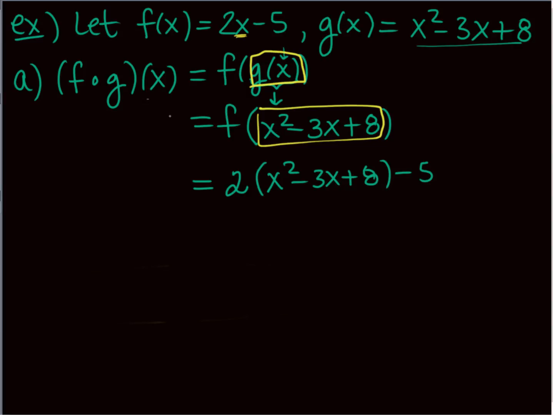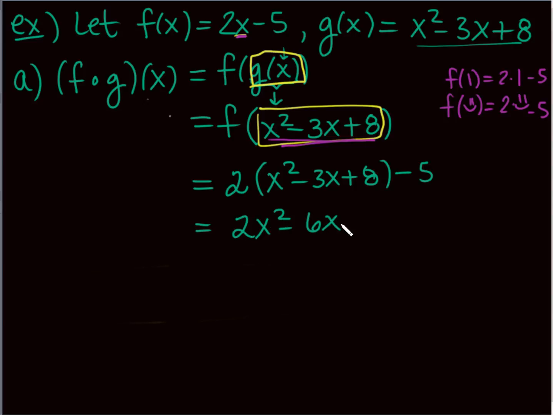Remember, if I asked you to find f of 1, what would you do? You'd put a 1 in for x. What if I asked you to find f of smiley face? You'd be like, well, Sarah, that's silly. And it is, but I'm trying to make a point here, which sometimes comes across and sometimes doesn't. Whatever is in the parentheses is going to replace that x. Now I can just simplify. I'm going to take the 2 through: minus 6x plus 16 minus 5. And so we get 2x squared minus 6x plus 11. Okay, I hope that makes sense.